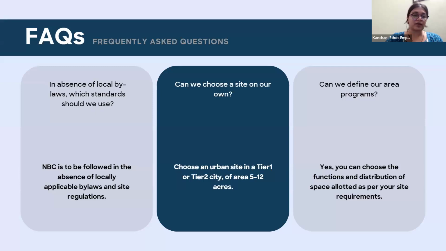In absence of local bylaws, which standards should we use? NBC or the National Building Code is the code that you should follow in absence of locally applicable bylaws and site regulations. Can we choose a site on our own? Of course, you have to choose your own site and ensure that the site chosen is in an urban area in a tier 1 or tier 2 city, and the area should be between 5 to 12 acres. Can we define our area programs? Yes, you can choose the functions and the distribution of space allotted as per your site requirements.